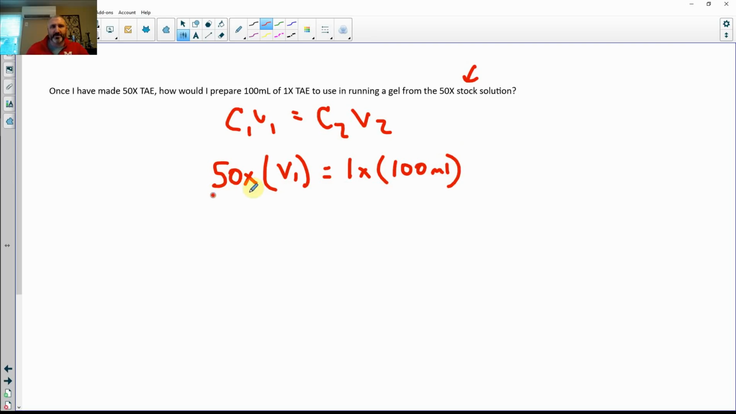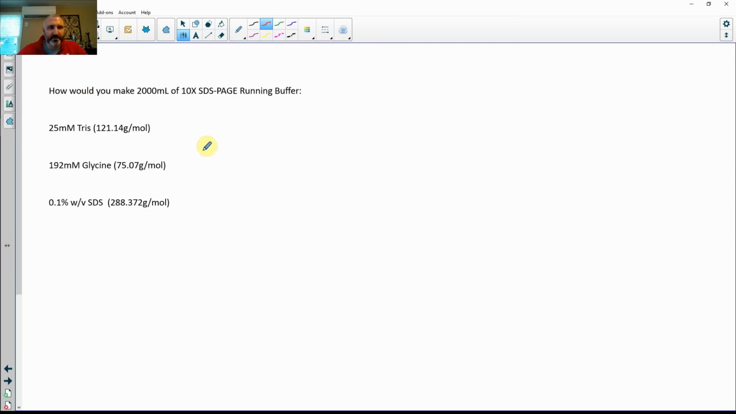So we're going to do a little bit of algebra, divide both sides by 50. You could do 50x, but the x really, again, is a label. It's like millimolar or grams or whatever. It's not a part of the equation. So last time I checked, 1 times 100 is 100, divided by 50, V1 is going to be 2 milliliters of this stuff. So all we have to do is take 2 mils of that 50x TAE that we just made, and then put it in essentially 98 mils of water. Okay. So another big one.